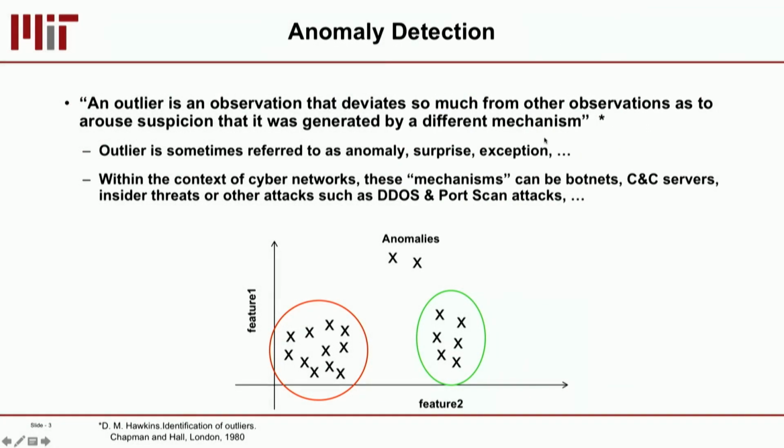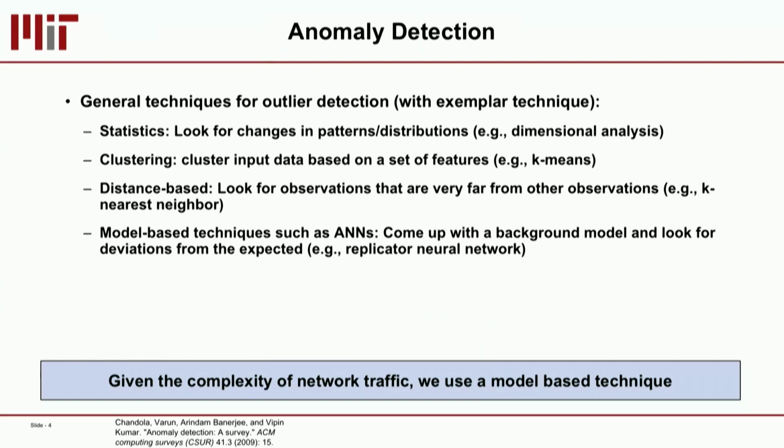And within the context of cyber networks, these mechanisms can be botnets, CNC or command and control servers, insider threats, or any other network attacks such as distributed denial of service or port scan attacks. There are a number of general techniques to deal with outlier detection. The first one is to use statistics. You look at what's going on in your mechanism, and you look for statistical anomalies from that. And you'll highlight those anomalies, and then you'll dive deep into that.